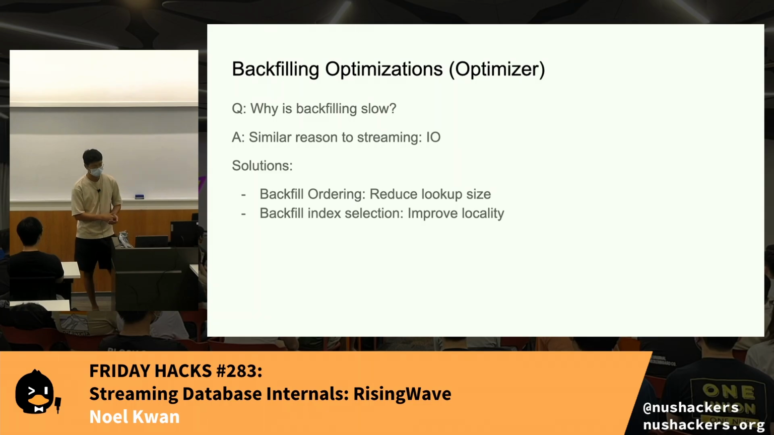First would be backfill ordering. We basically want to reduce lookup size from joins, right? I think that's probably the most costly part of backfilling, if you are backfilling a materialized view that has several joins inside. And the other thing we want to do is use indexes to cluster the data so that when we are backfilling aggregates over window, things like that, we'll have better locality for the operator.